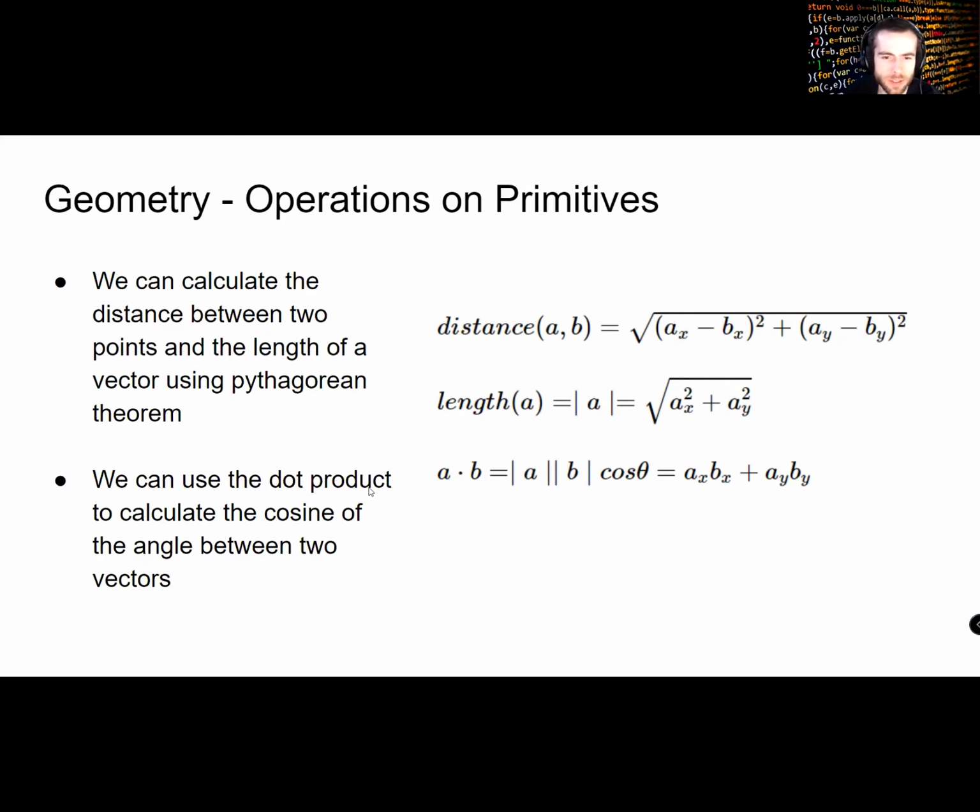And then there's also something called a dot product. A dot product is pretty simple to calculate. The dot product between 2 vectors A and B is the sum of the products of each of their components, so ax times bx plus ay times by. And intuitively, it's related to the cosine of the angle between them. Later on, we'll need to calculate the cosine of the angle between two vectors, and this will allow us to do that.